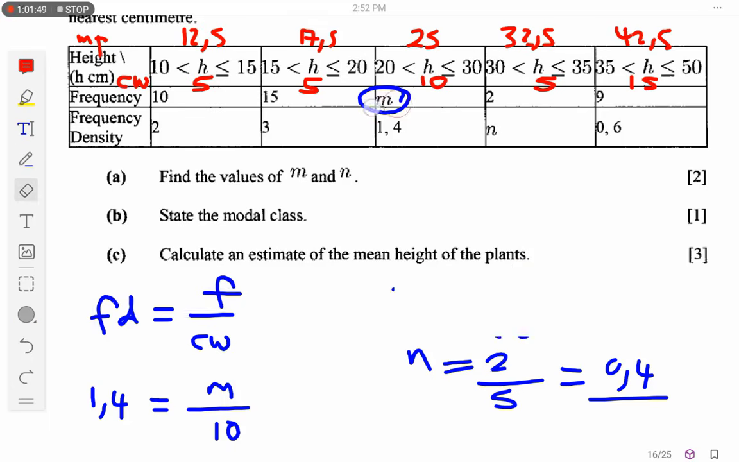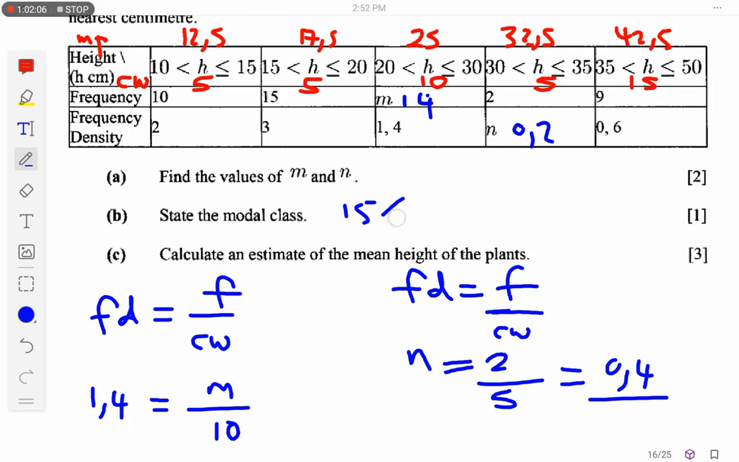So you find out our m is 14 here, our n is 0.2 there. So the class that has got more number, you find out it has got 15 there. Is this one. So the class, we write 15 < h ≤ 20, like that. Then the last question is saying calculate an estimate of the mean.